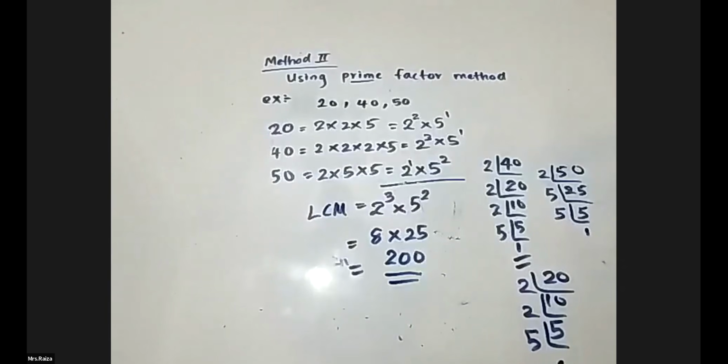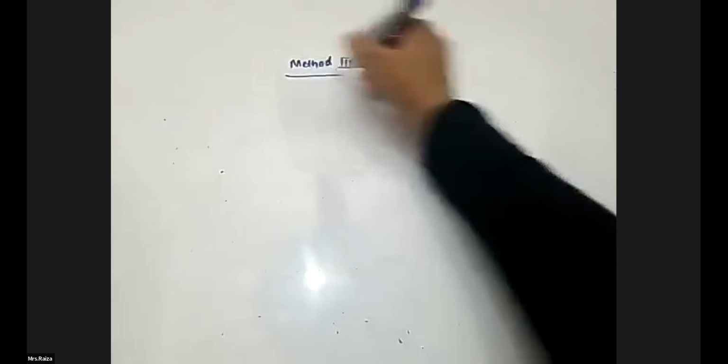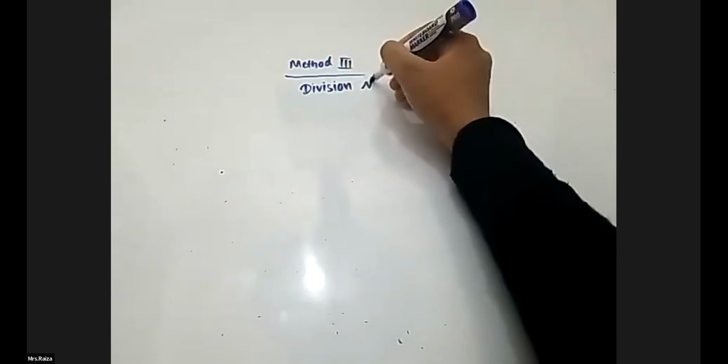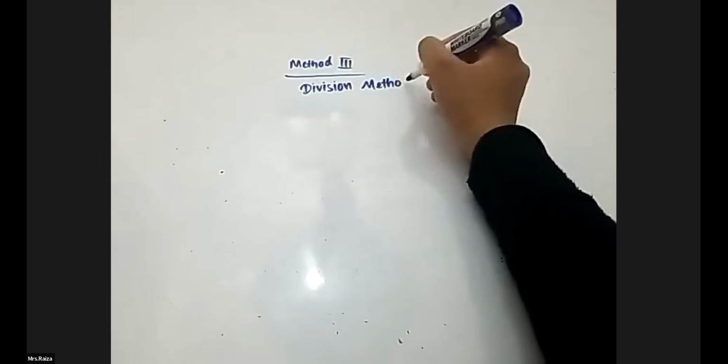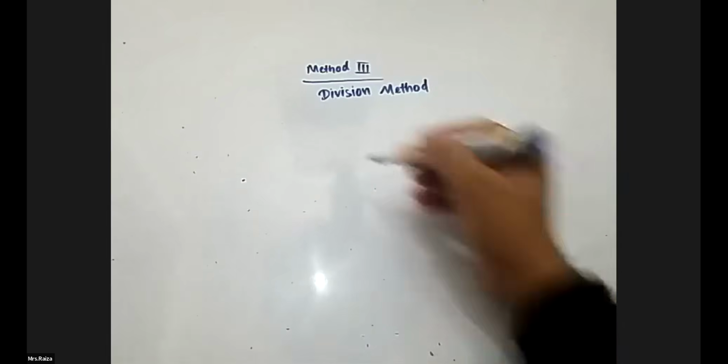Now we'll go to method number 3. Method number 3 is called the division method. So let me clear the board now. You have to be very fast in your writing. Now we'll go to method 3. Don't write down anything. It is called the division method. I recommend this method to you. What is this division method?